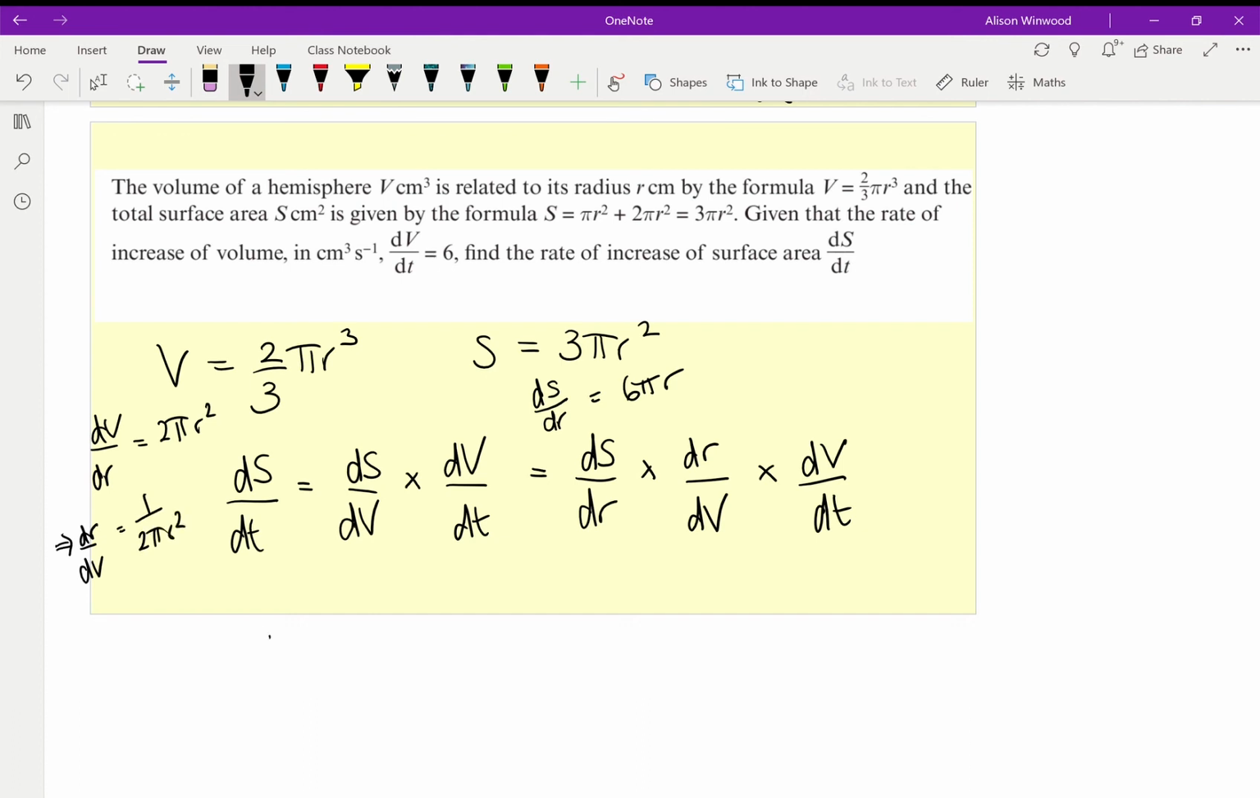So let's put all those pieces of information in. dS by dt equals dS by dr, which is 6 pi r, dr by dV, which is 1 over 2 pi r squared, and dV by dt, which is 6. If we tidy all that up, we get 18 over r. And we're just being asked for it at any time. We're not given a specific time or a specific radius, so we're just going to leave it as 18 over r.